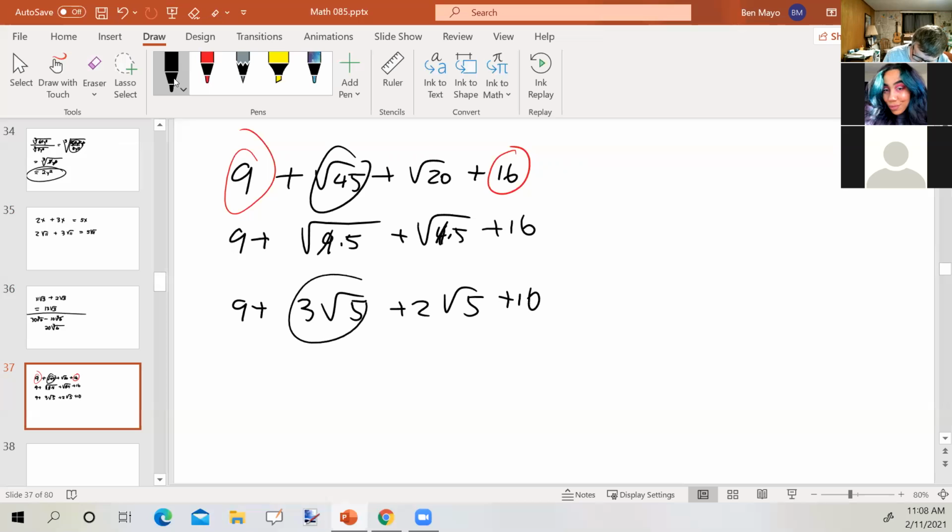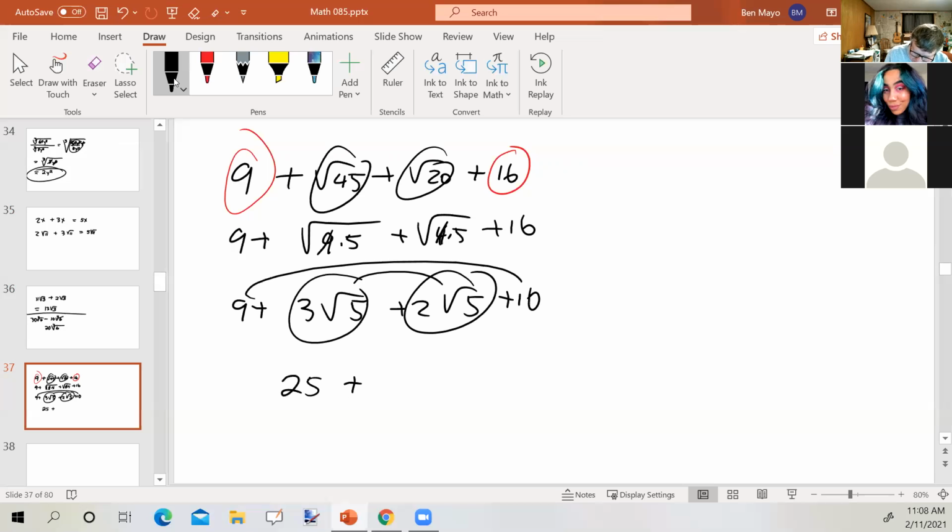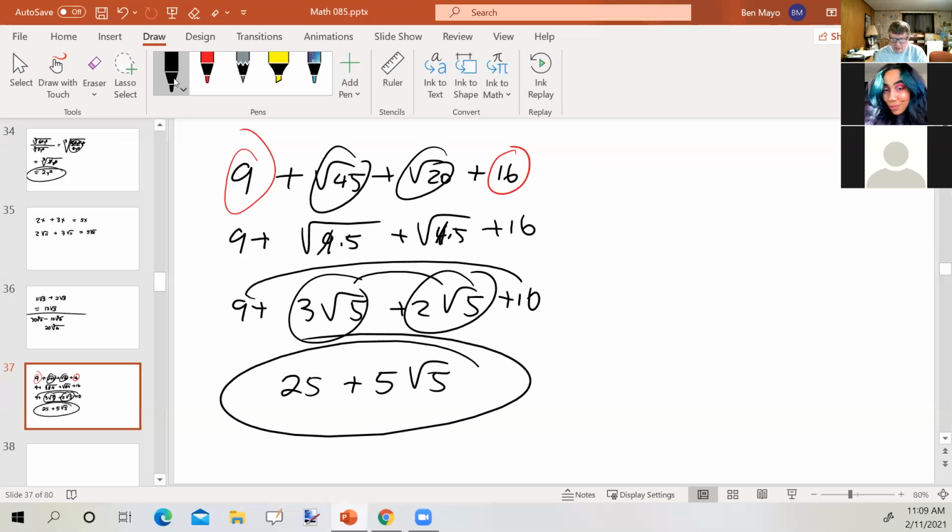So this simplifies to that. This simplifies to that. But look at those. Those are like terms, as are those. So I've got 9 plus 16 is 25 plus 3 square roots of 5 plus 2 square roots of 5 is 5 square roots of 5. Now, I can't add the 25 and the 5 square roots of 5 because those are not like terms.